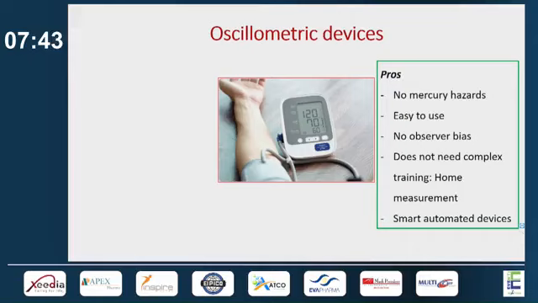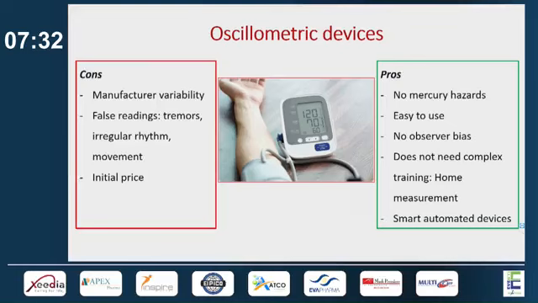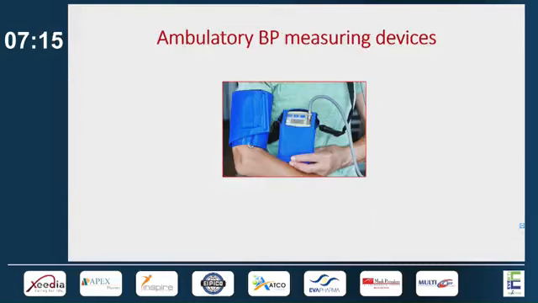Smart automated devices are now available which can connect to smartphones wirelessly and send the blood pressure measurements directly to the physician. But there is much variability between manufacturers, and the device has a limitation of not being able to measure blood pressure correctly in patients with irregular rhythms and patients with tremors, and the initial price may provide a financial restraint on the physician and on the patient.